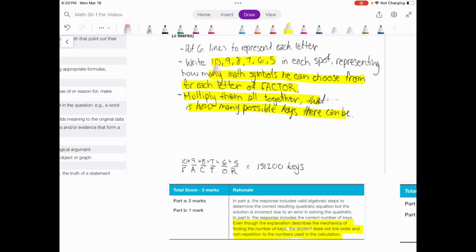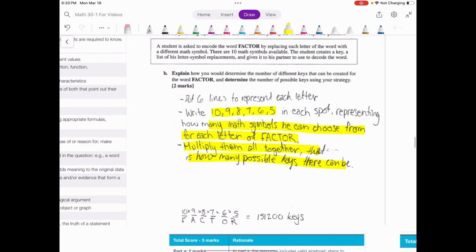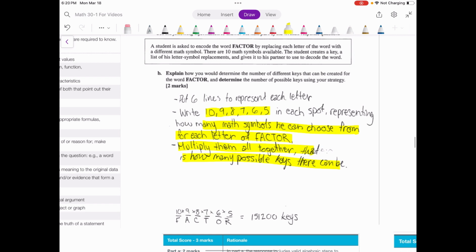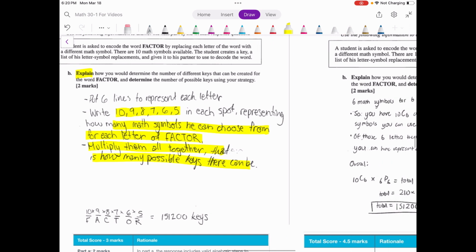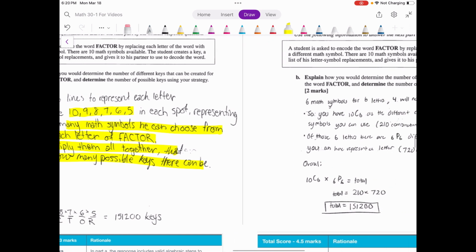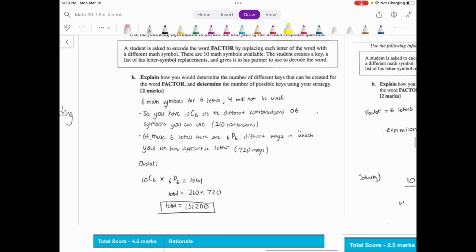We can multiply it like this, okay? This is the correct answer, okay? It is, but they only got 50% on this question. And it's not because they did anything wrong, it's because they didn't explain, and the question asked them to explain. So they got 1 out of 2 because they got the right answer, but they didn't actually do what the question asked, which was explain, okay?